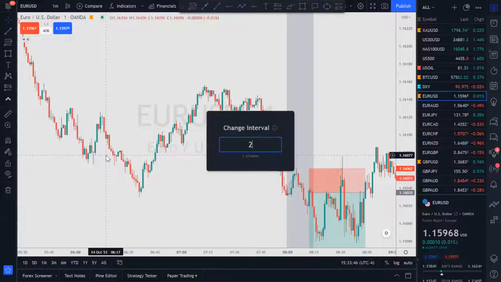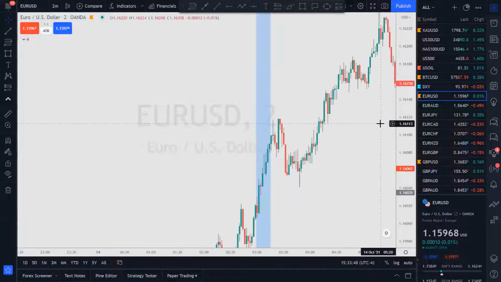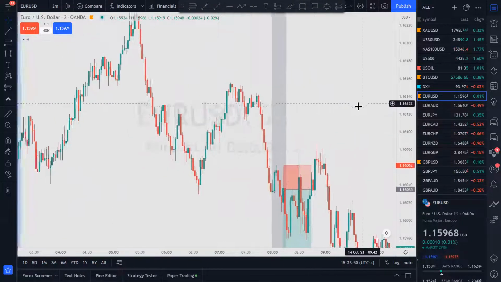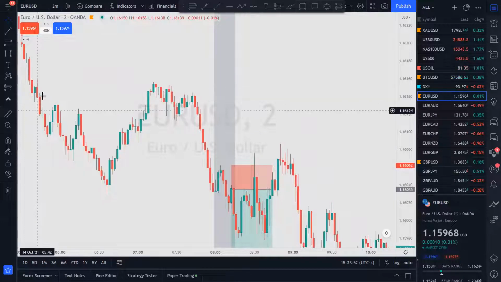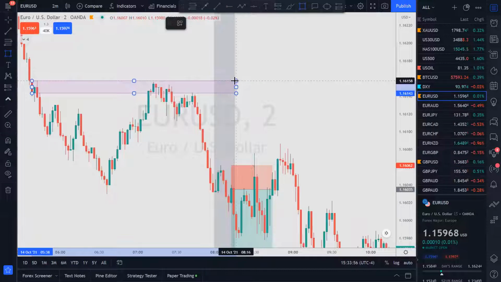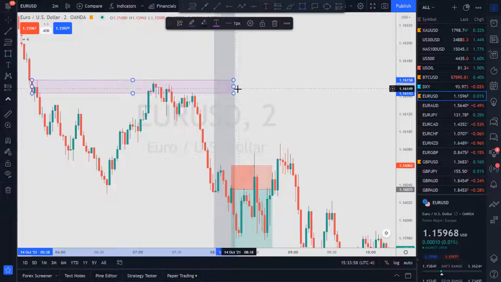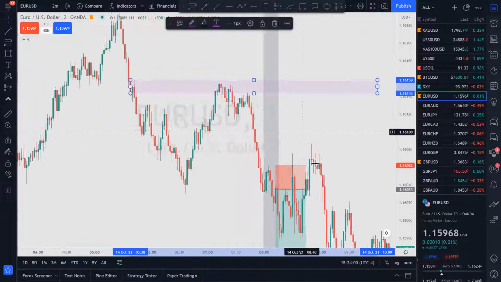If you go to the 2 minute, let's see what that becomes. See what I'm talking about? That is a bearish order block. It's a bearish engulfer. But on the 1 minute, it looks like an evening star formation.